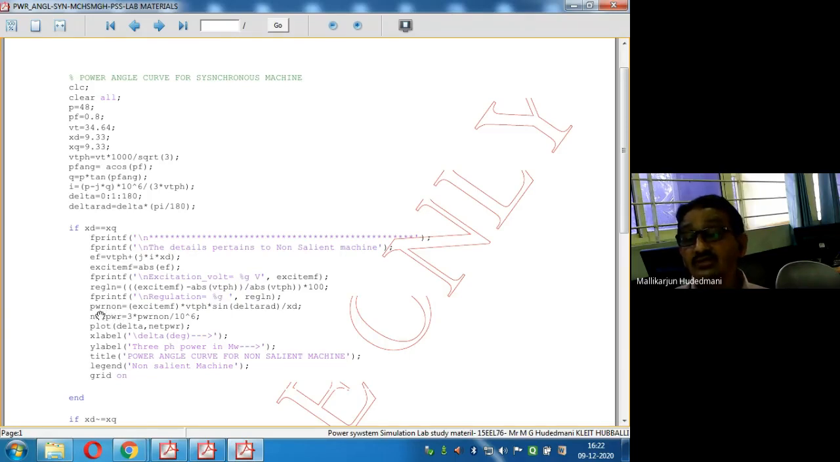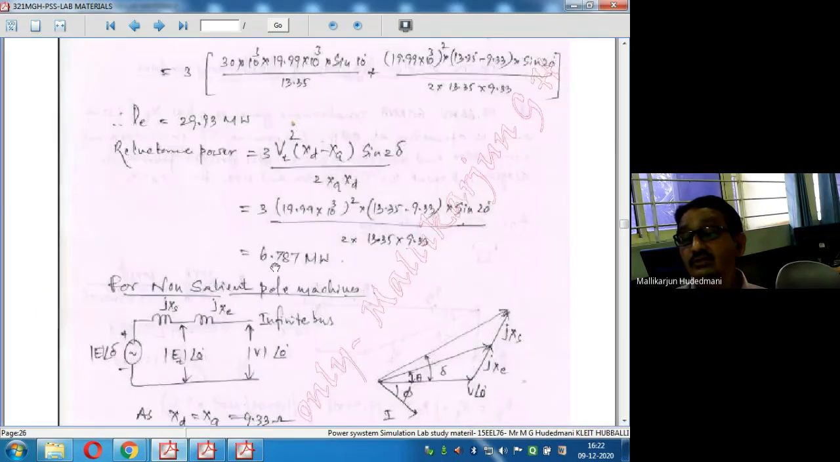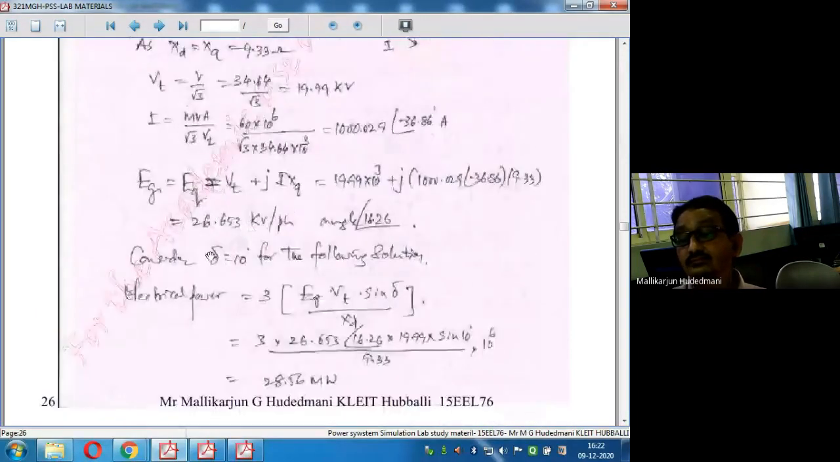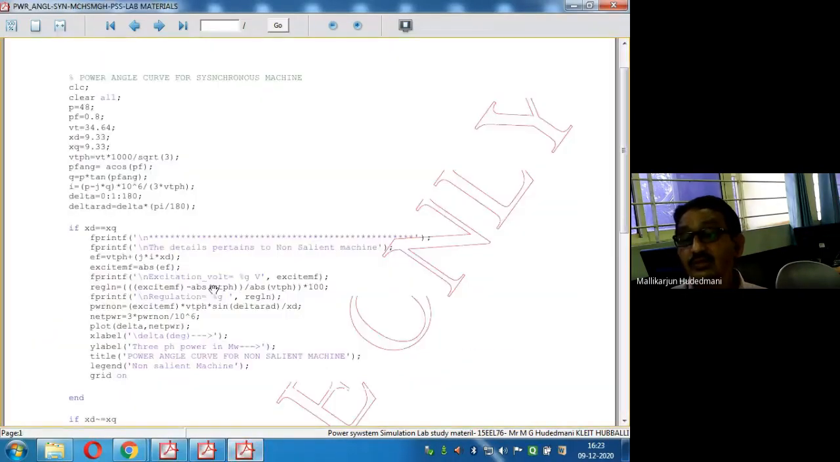Then what is power non-salient? Power non-salient is EF into VT sin delta divided by XD. This is the equation we referred to here. This is the first part of the equation for this machine. It was seen here, this equation EF VT sin delta divided by XD. The same thing I am doing here, EF VT sin delta by XD, into 3. Next, power equal to 3 times the previous power. The previous power is per phase, into 3 phase power, in terms of mega, 10 to the power I am doing.